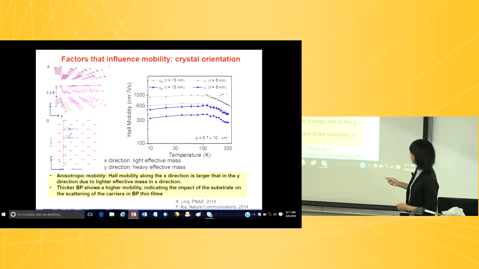So if we measure the Hall mobility along these two different directions, we found that the mobility along the x direction is much higher than the y direction. This is due to the lighter effective mass in the x direction.